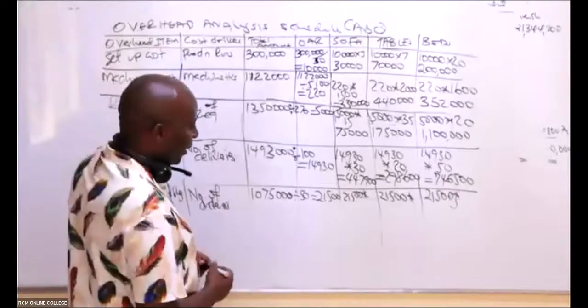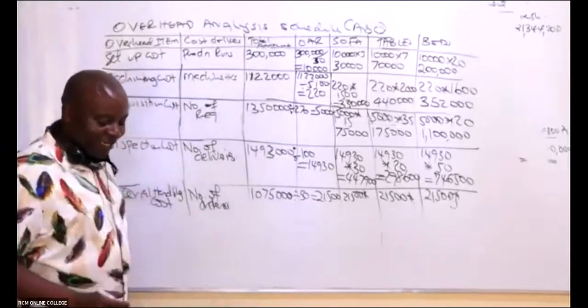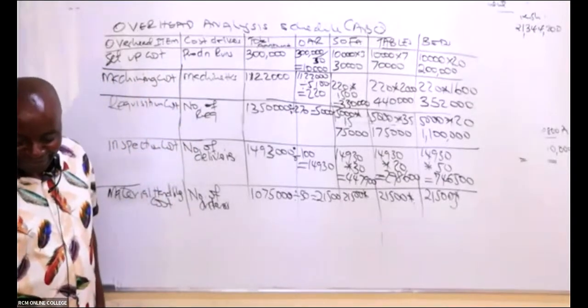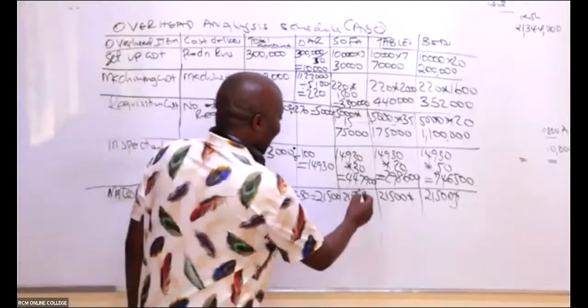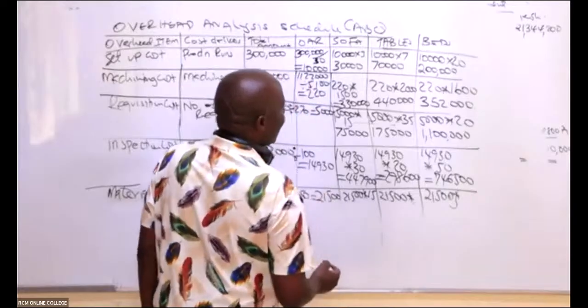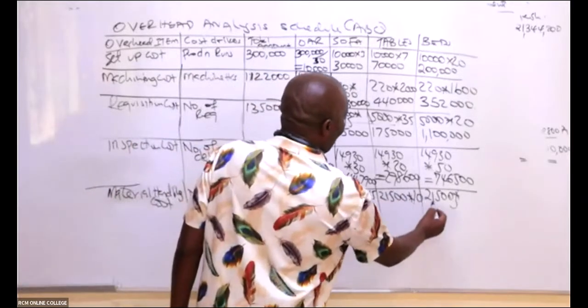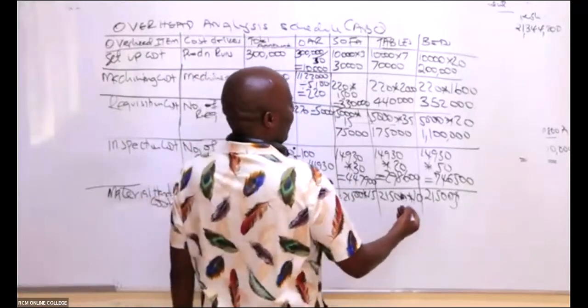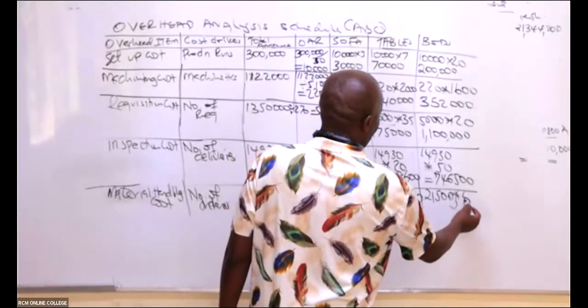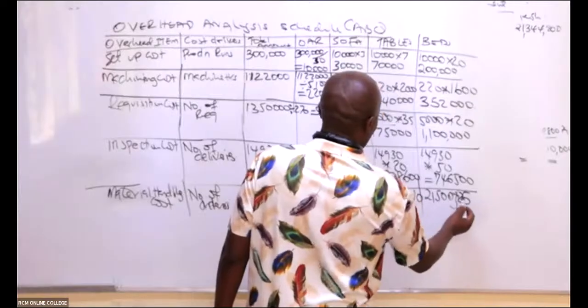22,500. Number of orders. 15, eh? The number is 15. How about tables? 10, eh? How about beds? 5, eh? 25. Thank you so much.